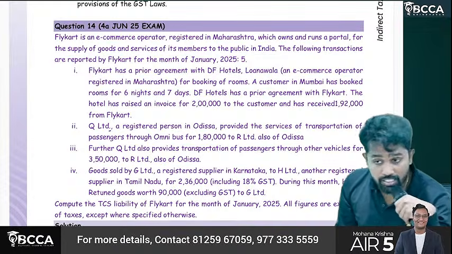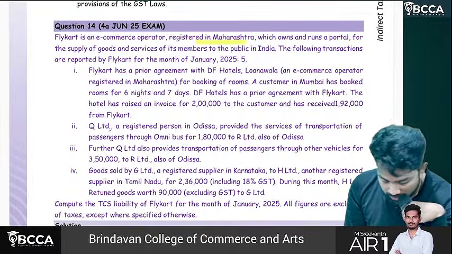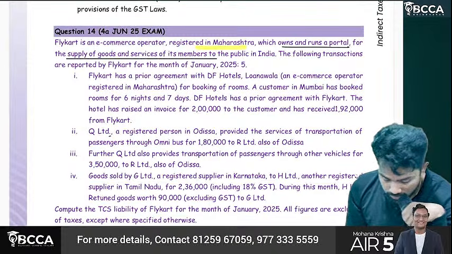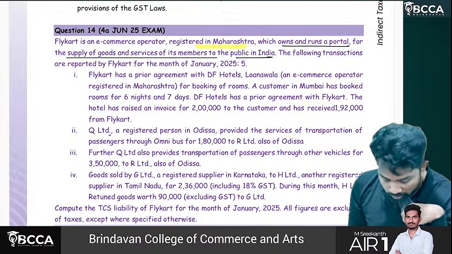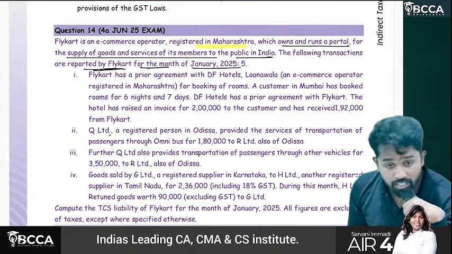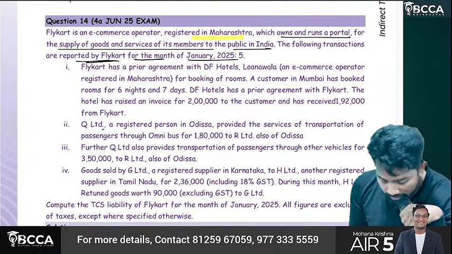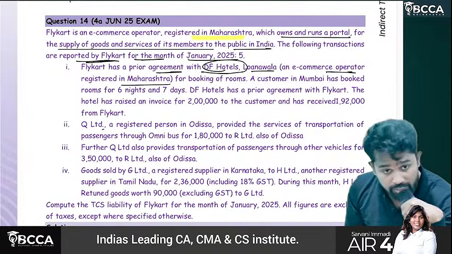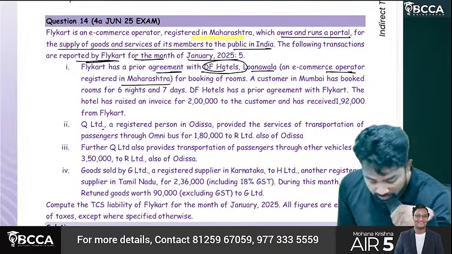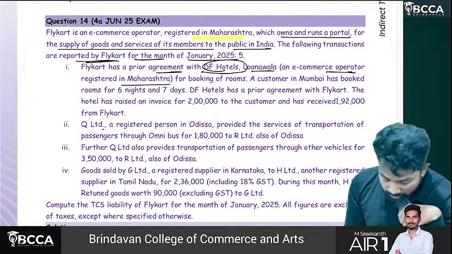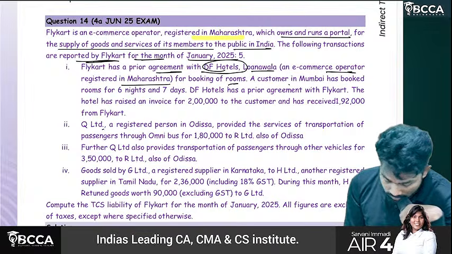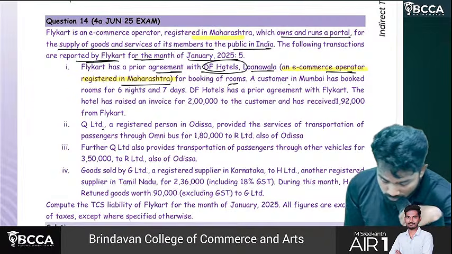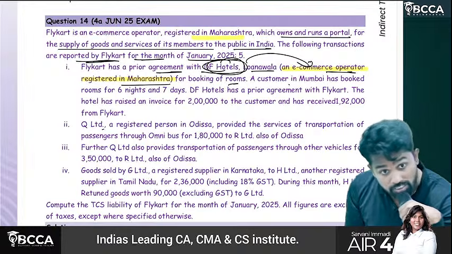See, Flycart is an e-commerce operator registered in Maharashtra, which owns and runs a portal for the supply of goods and services of its members to the public in India. The following transactions are reported by Flycart for the month of January. Flycart has a prior agreement with DF Hotels, Lonavala. Flycart has a prior agreement with whom, sir? DF Hotels, for booking of rooms. A customer, with whom an e-commerce operator registered in Maharashtra. This hotel is also registered.